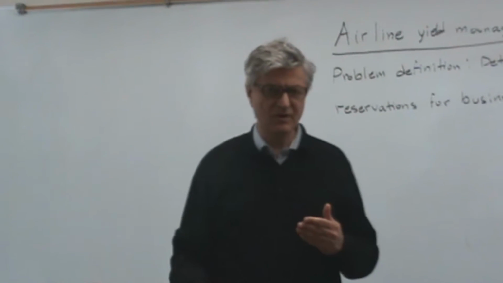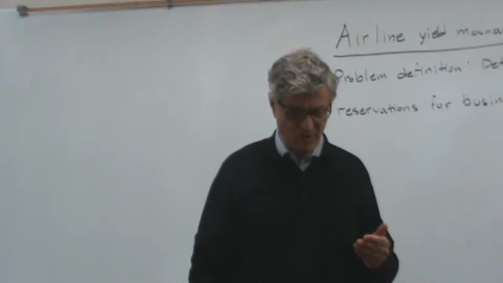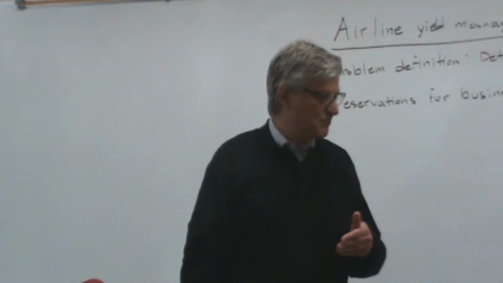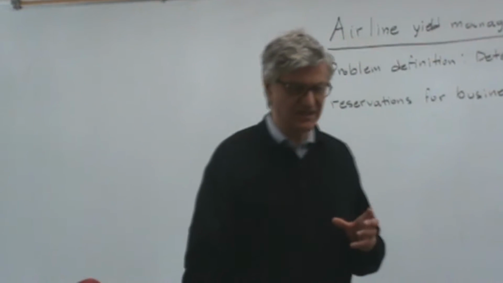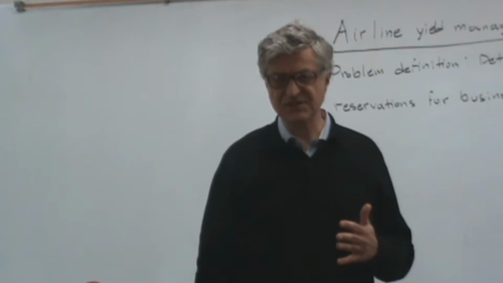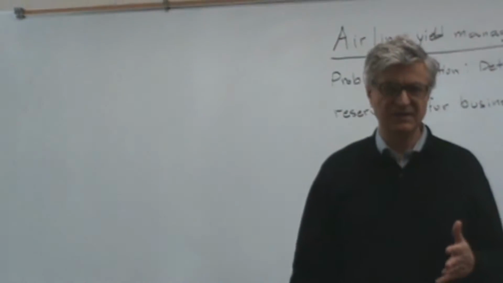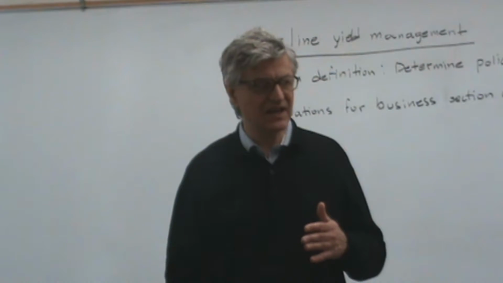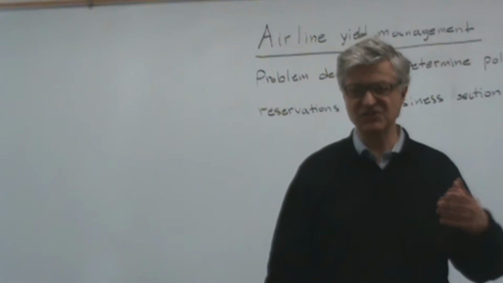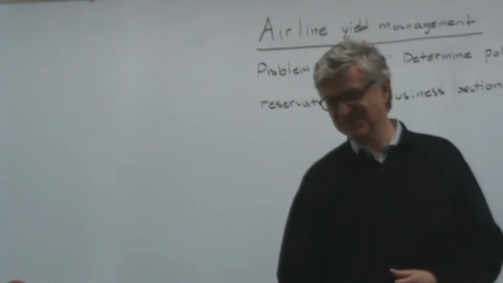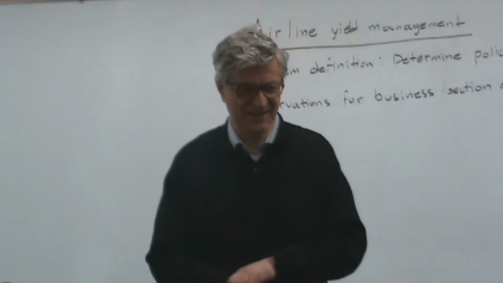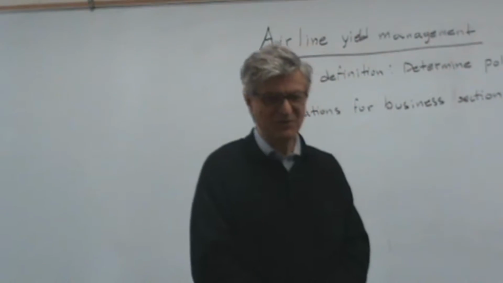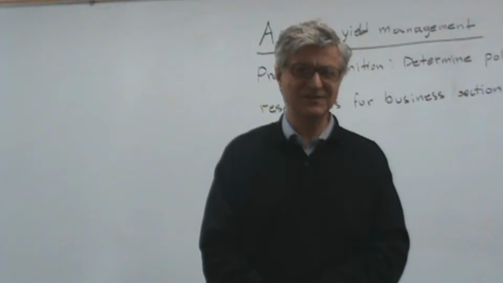sell more tickets than the capacity. So if the capacity of the business section is 32, then the airlines may sell more than that. They may sell 40 tickets. This sounds a little bit crooked, but it is not.